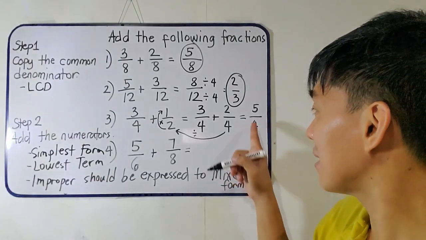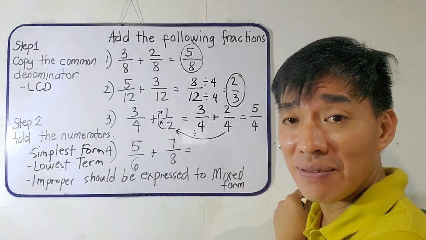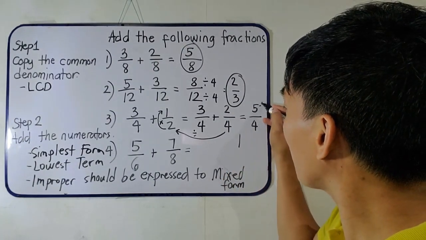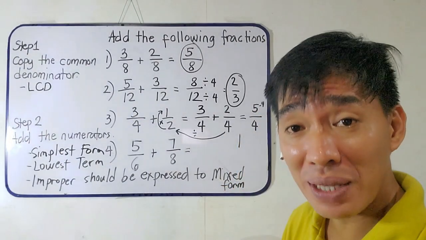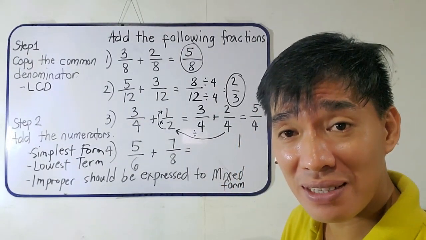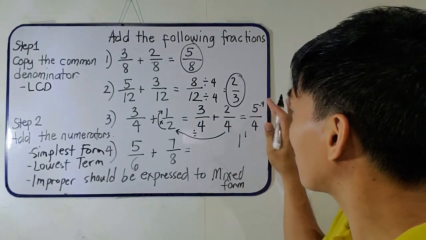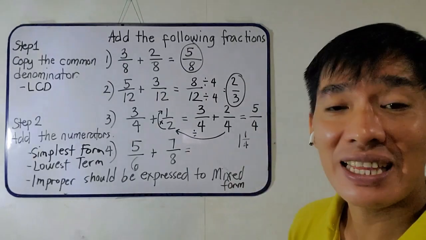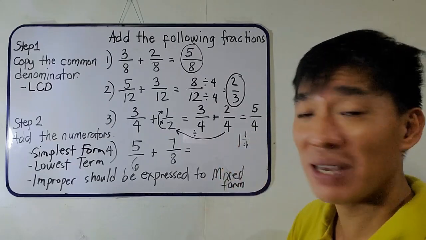So in this case, 5/4, the question is, how many 4 can you get from 5? That's correct, 1. And if you will get 1 4 there, how much will be left? So that's 1. Of course, if you will take away 4 from here, 1 will be left. So just copy the denominator. That's how to change your improper fraction to mixed number.